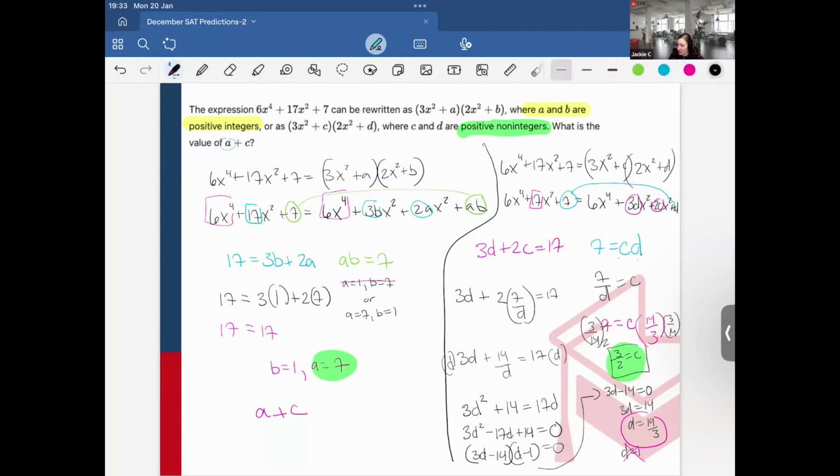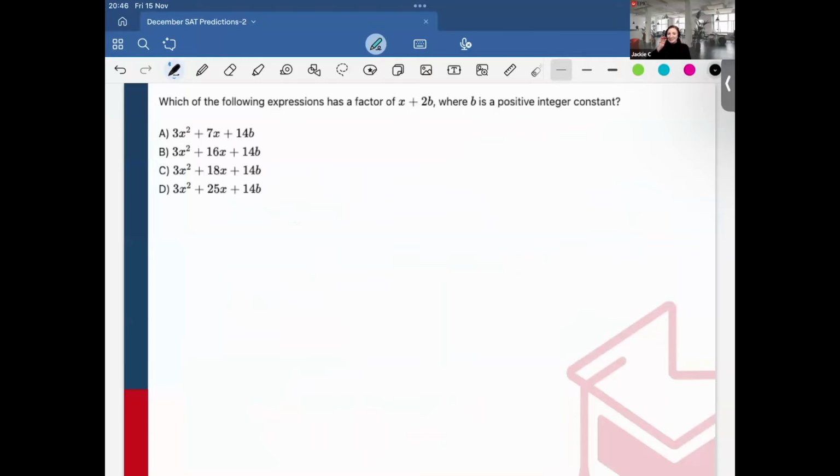And adding those together, we have 7 plus 3 halves, which is the same as 1.5. So that would just be 8.5, or 17 halves. Amazing. Alrighty, now let's look at this one.